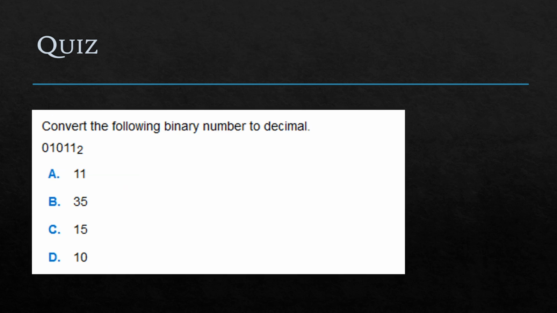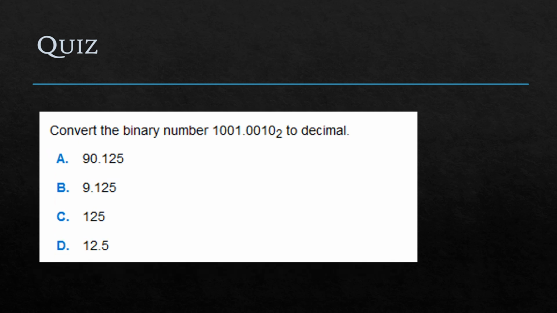The second question is, convert the following binary number to decimal. We are given the binary number 01011, and we need to convert it to decimal. What is the method? Using the positional values of the number. By adding the positional values of the number, we can convert a binary number to decimal.